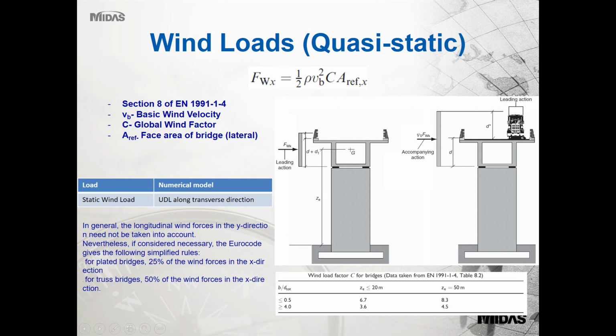Now once the transverse loading has been done, in certain cases we may have longitudinal forces as well. For longitudinal forces, we generally take 25% or 50% of the transverse direction load and apply it as a UDL in the longitudinal direction.